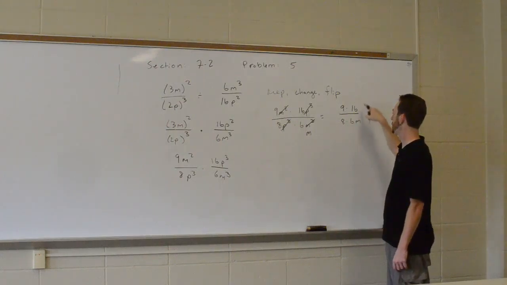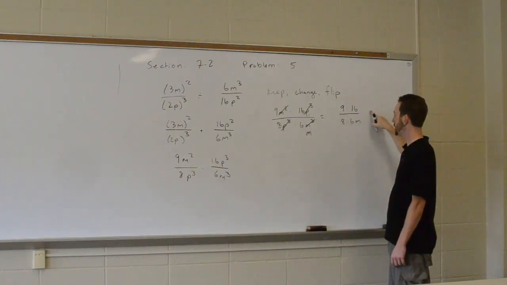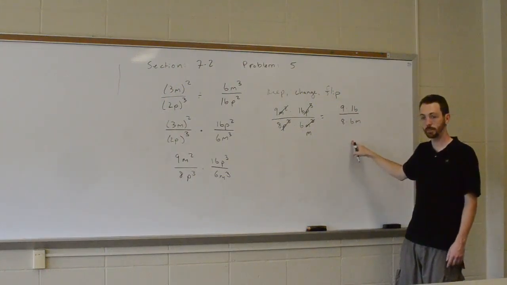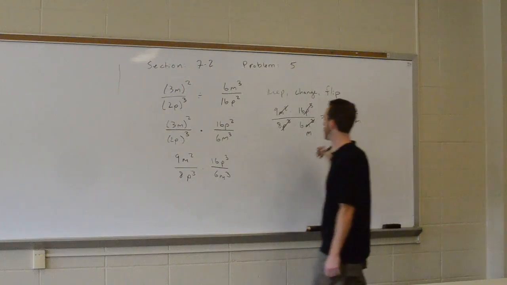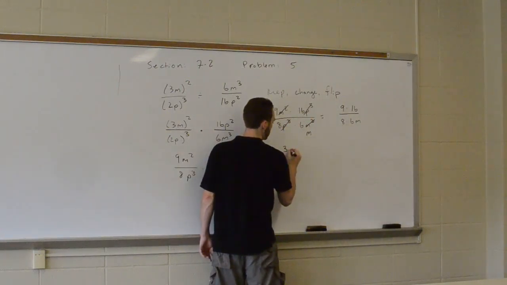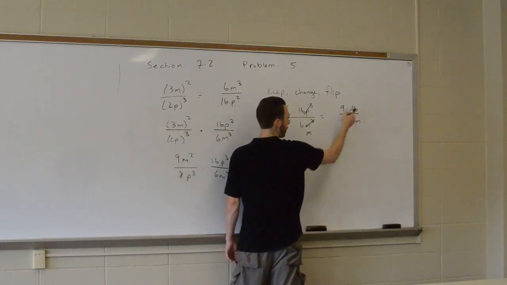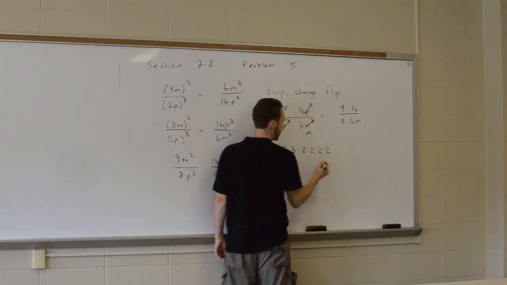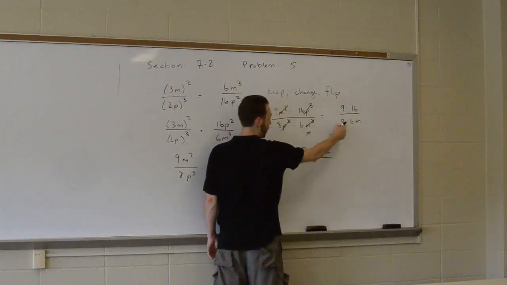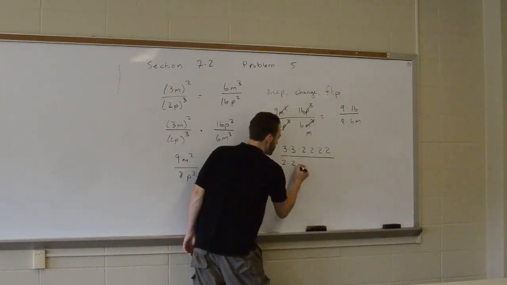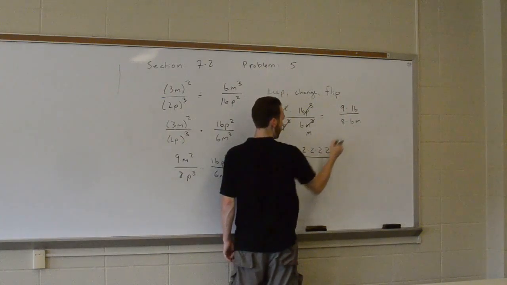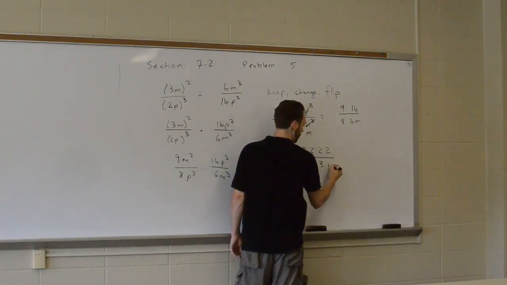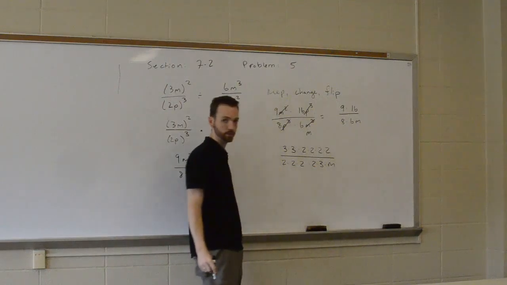Now we need to prime factor. And so instead of multiplying these together and then prime factoring, we can just prime factor each one of these numbers first. So we prime factor 9, and we get 3 times 3. We prime factor 16, we get 2 times 2 times 2 times 2. We prime factor 8, we get 2 times 2 times 2. We prime factor 6, we get 2 times 3. And we don't forget about the m that we have.